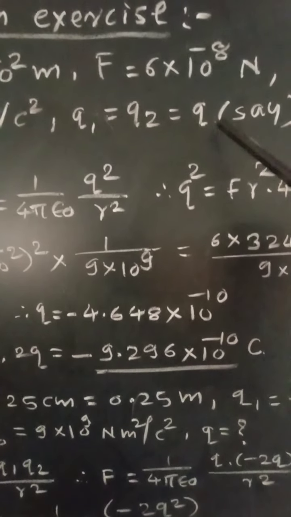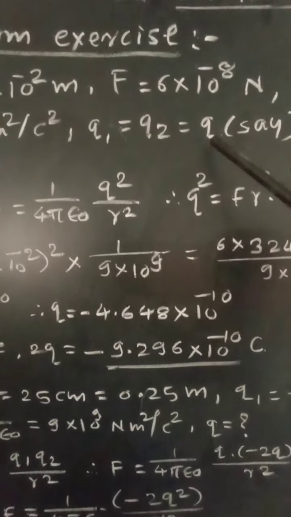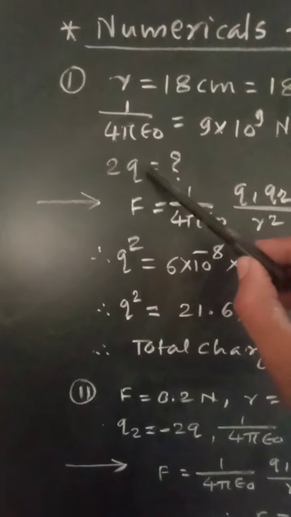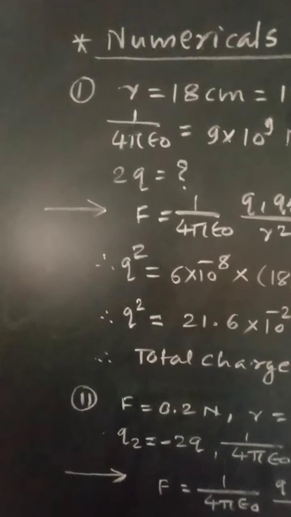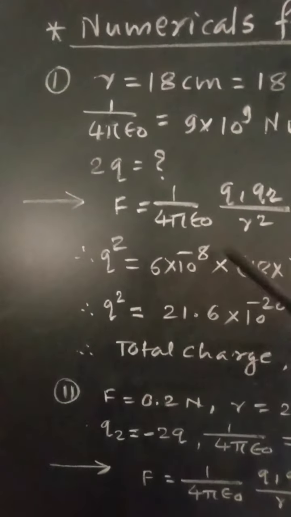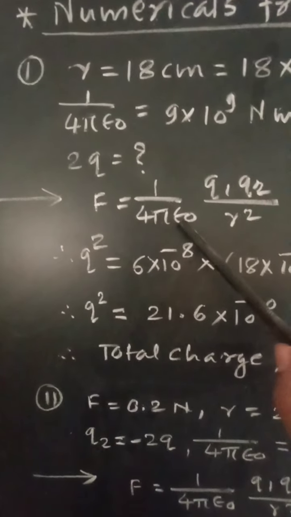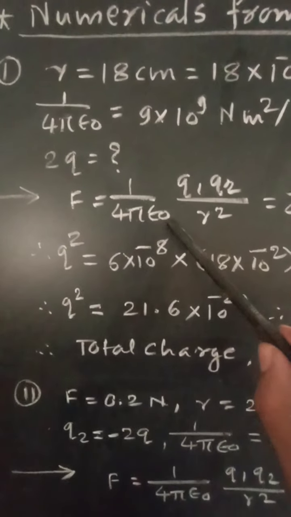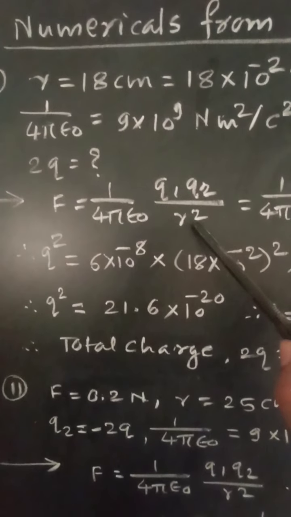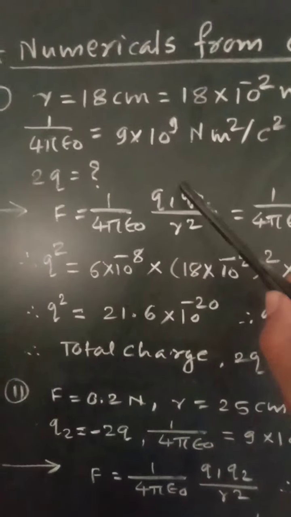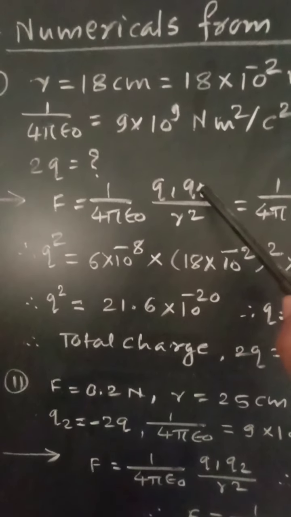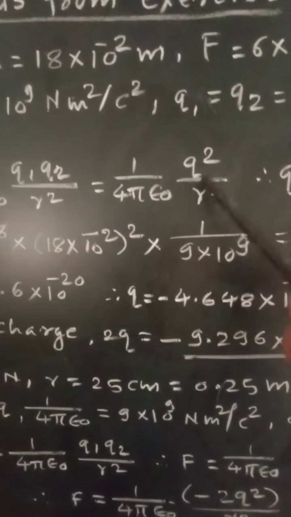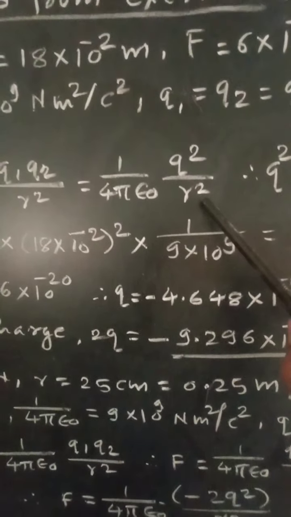So both these spheres have the charge Q present on them, and at last we have to find out the total charge, that is the value of 2Q. For this, the electrostatic force between the two charges is given by the formula F is equal to 1 upon 4 pi epsilon 0 Q1 Q2 by R square. But here Q1 is equal to Q2 and that is taken as Q. Therefore, F will be equal to 1 upon 4 pi epsilon 0 Q square by R square.